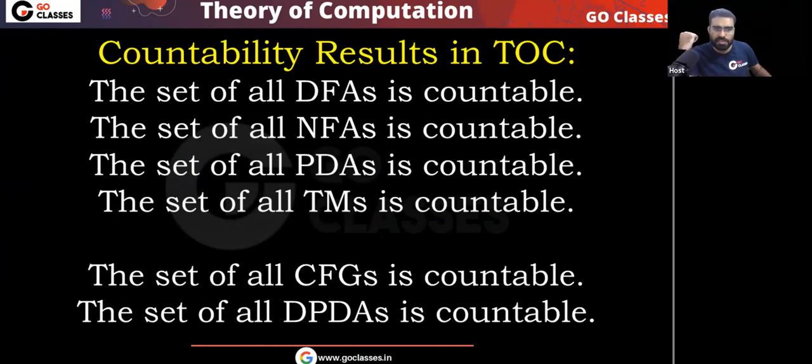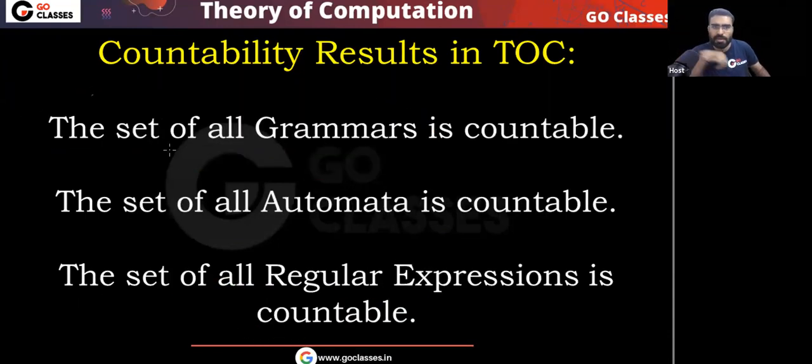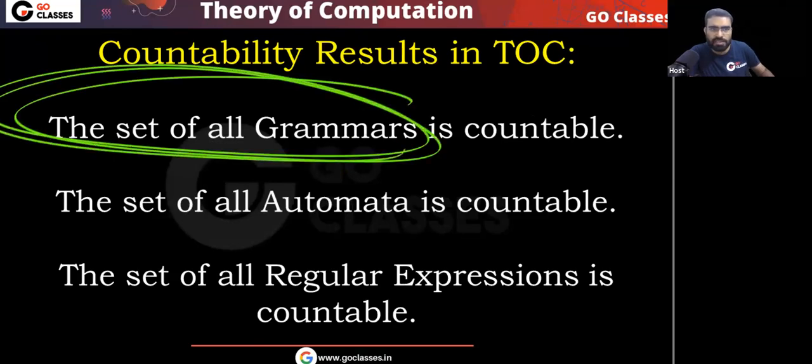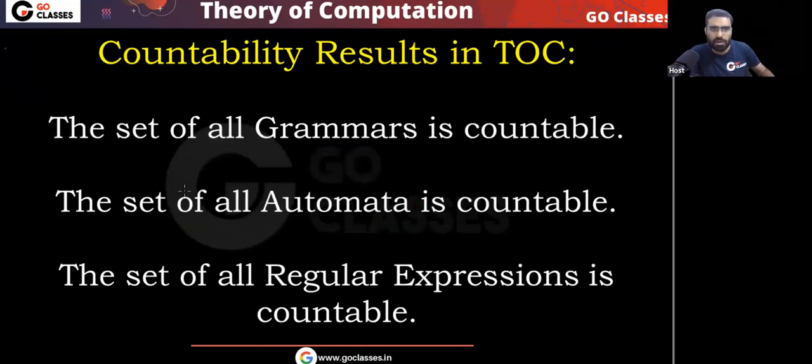So these are some more results from TOC, from theory of computation: countability results in theory of computation. We have already seen all these results and proofs. So let me revise: the set of all DFAs is countable. The set of all NFAs is countable. The set of all Turing machines is countable. The set of all context-free grammars is countable. The set of all DPDAs is countable. The set of all grammars is countable. The set of all automata is countable. The set of all regular expressions is countable.